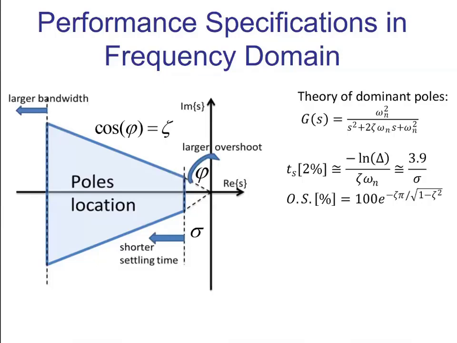Now, pay attention that for all real systems, poles always come in pairs when they are complex. Which means if you have one pole here, you have to have a pole here, which is the conjugate of the pole. So all real polynomials have conjugate poles, for sure. If you have one here, you'll have one here. It's always true for any real polynomials.